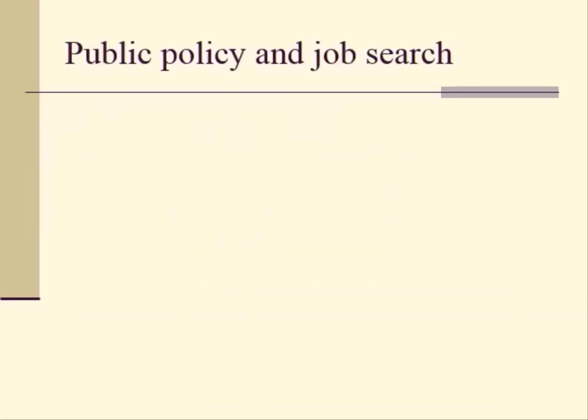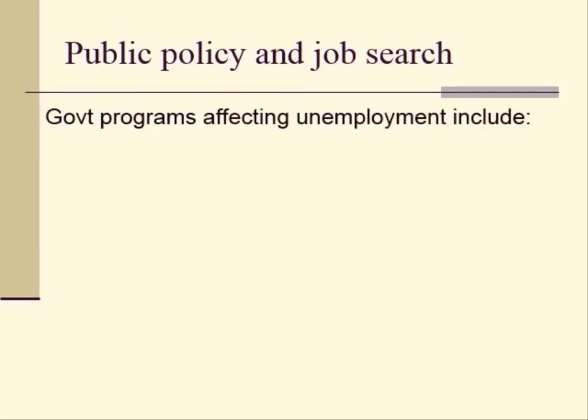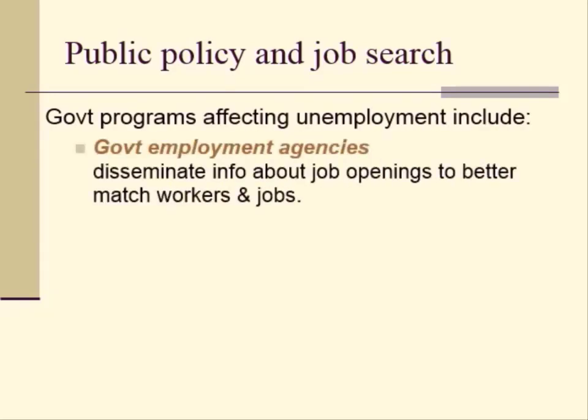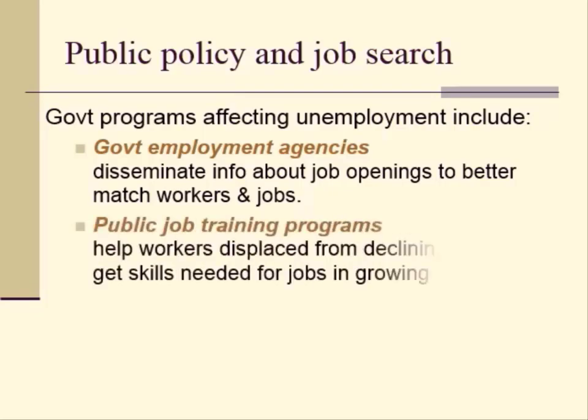In order to decrease the natural rate of unemployment by reducing frictional unemployment, government may provide government employment agencies, which disseminate information about job openings to better match workers and jobs. Also, government may provide public job training programs, which are instituted to help workers displaced from declining industries get skills needed for jobs in growing industries.